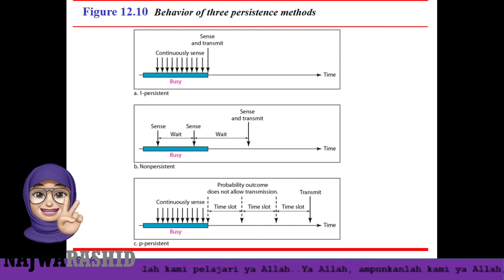So those are the strategies of the persistent method in carrier sense multiple access. The basic principle in CSMA is that it senses first before it transmits the frame.